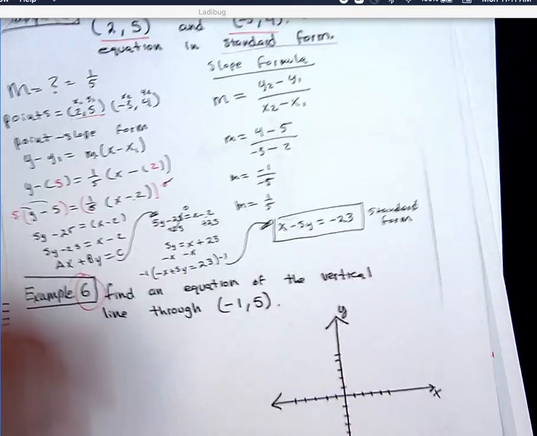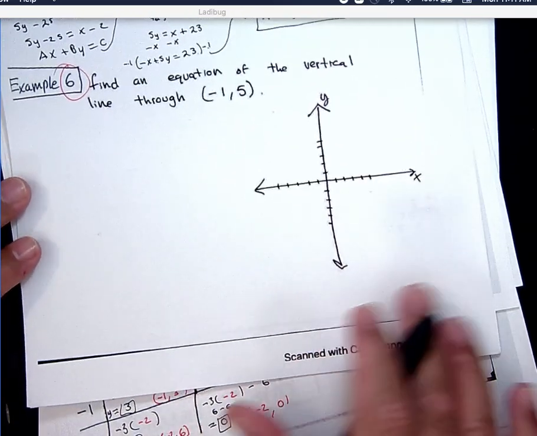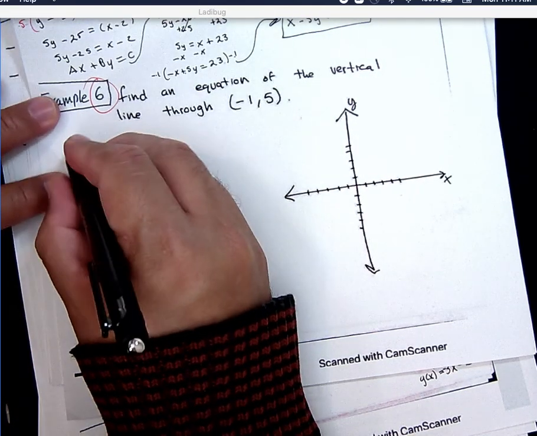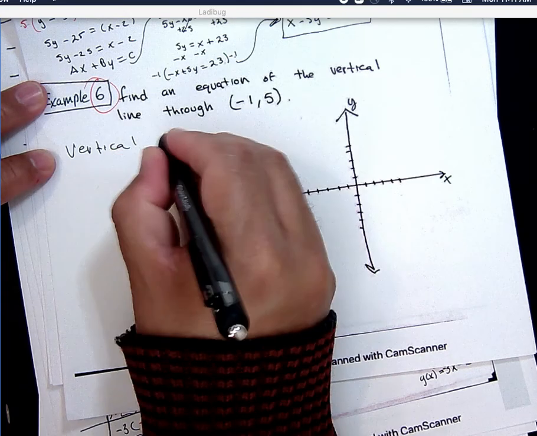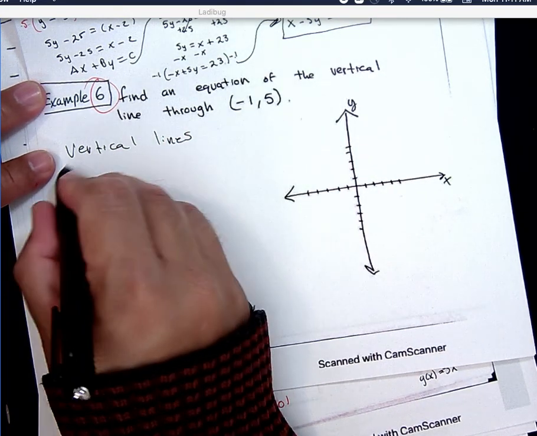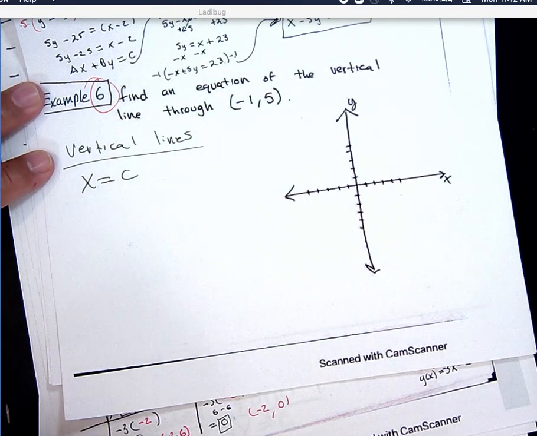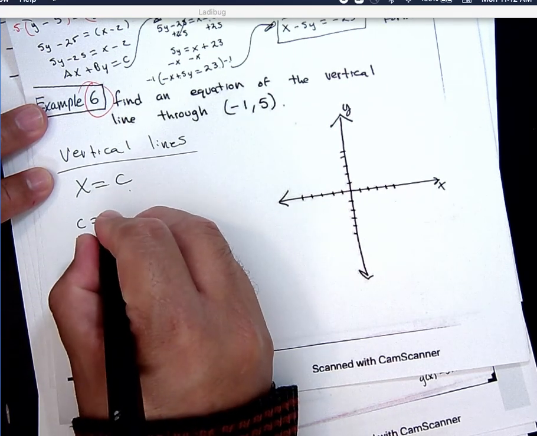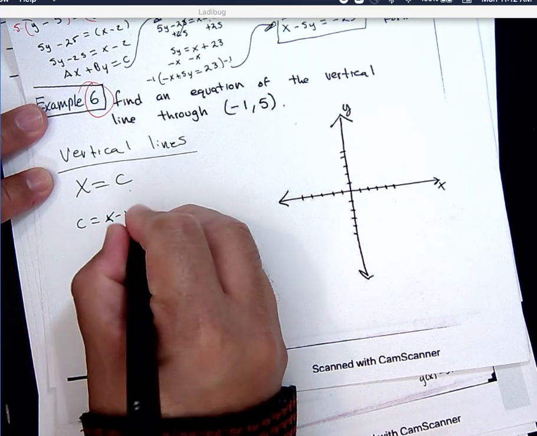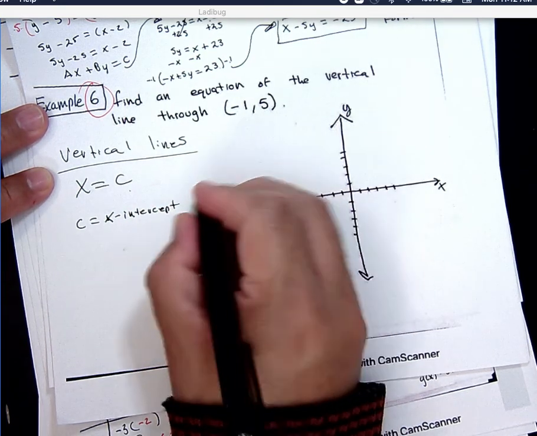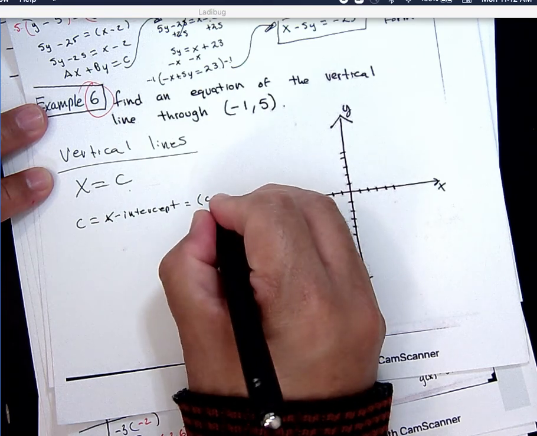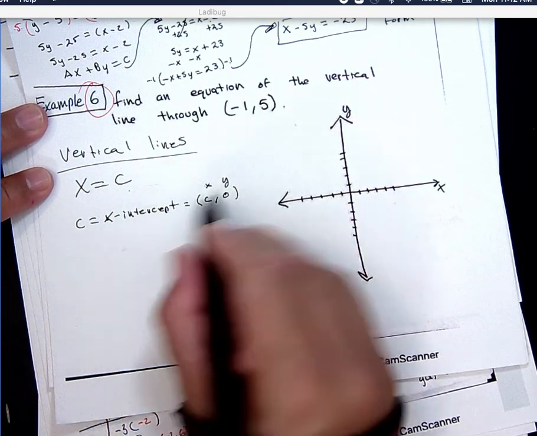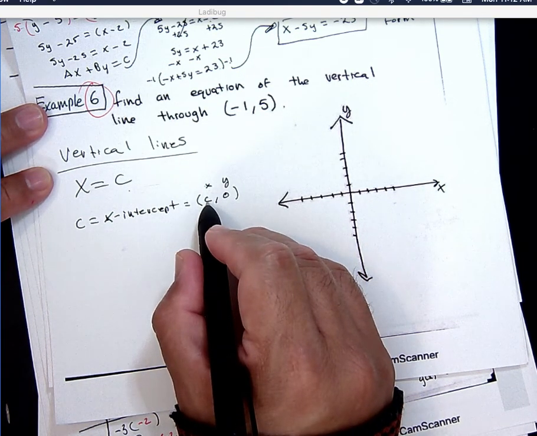Okay, for the last question, finding the equation of the vertical line. So now remember vertical lines. So what's the equation of vertical lines? The equation is this: x equals c. So that's the general equation. That's how it looks. What does the c represent? The c represents the x. In this case it is the x-intercept, which is denoted as c comma 0. So this is the x, and this is the y. So now for x-intercepts, the y is always 0. And the x, you have a number.